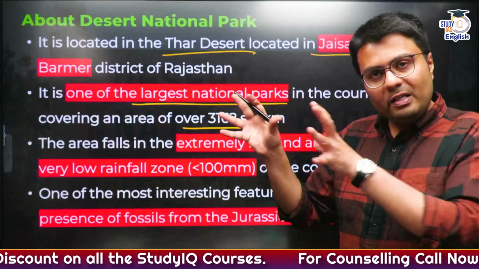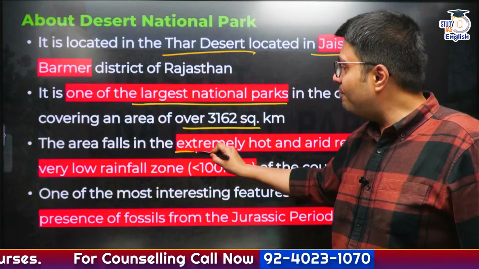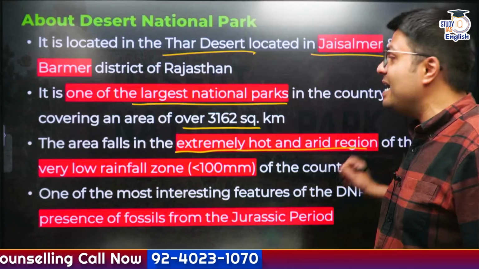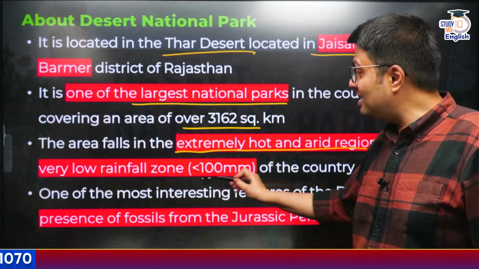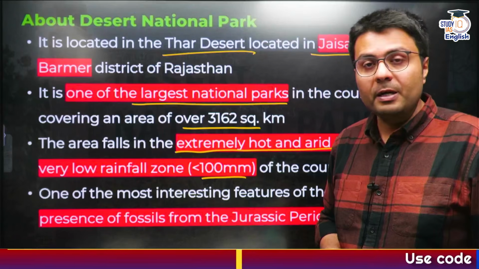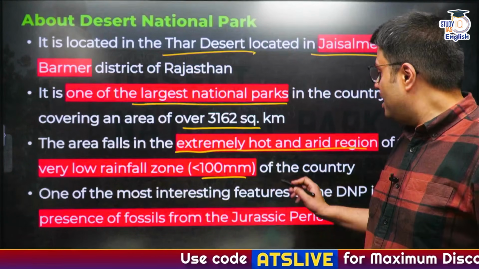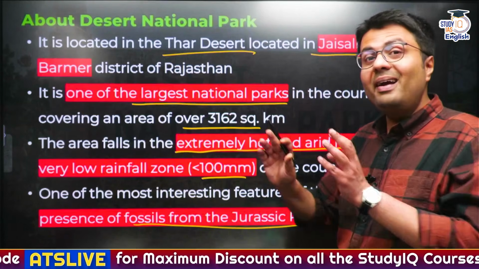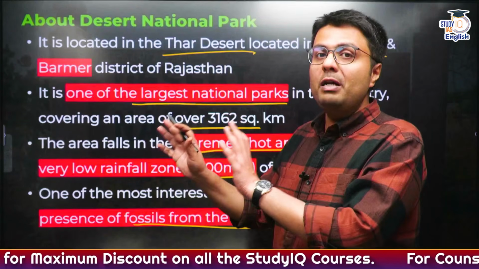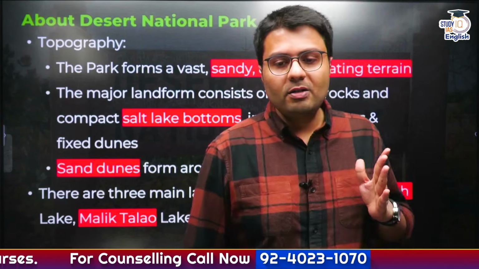Now, the area where this national park is located is the Thar Desert. So, it is an area which witnesses an extremely hot and arid climate because of extremely low amounts of rainfall, that is less than 100 mm every year. Now, this is one of the most interesting places in India because this is where you'd find fossils from the Jurassic period dating as far back as 120 million years ago, right? So these are important facts as far as the Desert National Park is concerned.